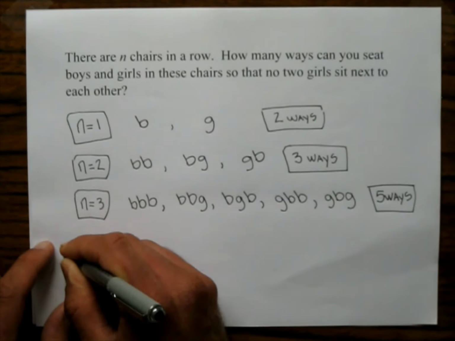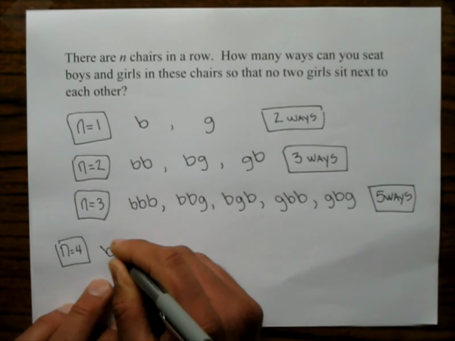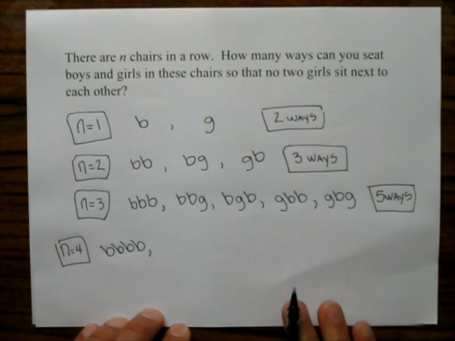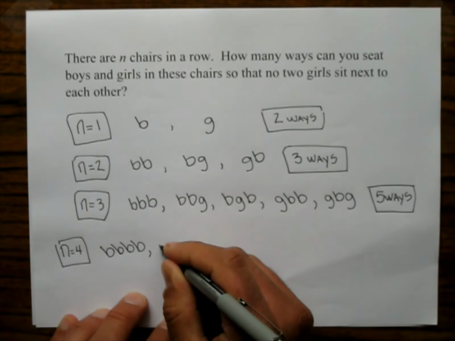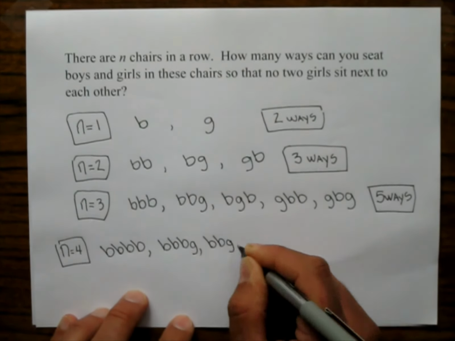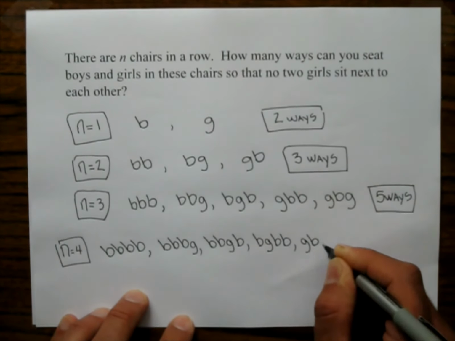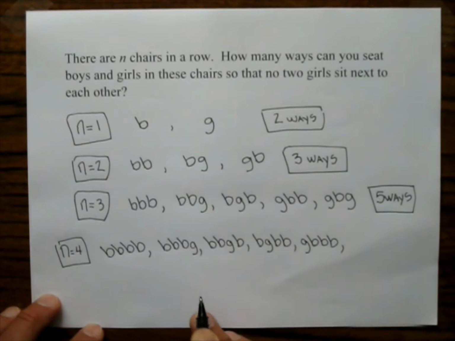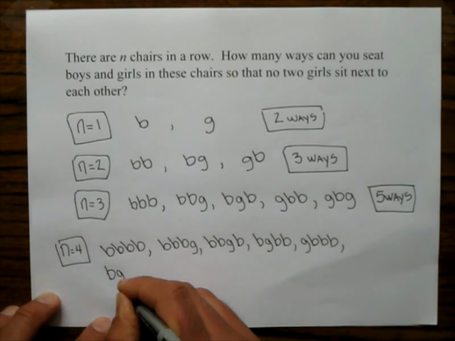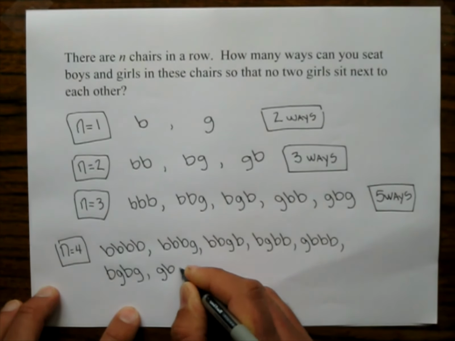Let's go ahead and look at n equals 4. And so we can have boy, boy, boy, boy. Now this is just like a little puzzle. If you've had enough of this, then you can skip past this part. Then you can have 3 boys. So you can have boy, boy, boy, girl, boy, boy, girl, boy, boy, girl, boy, boy, and girl, boy, boy, boy. Now you can have 2 boys. So you don't want boy, boy, girl, girl, but you can have boy, girl, boy, girl. And you can also have girl, boy, girl, boy.